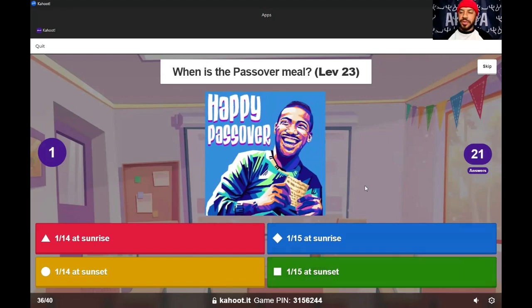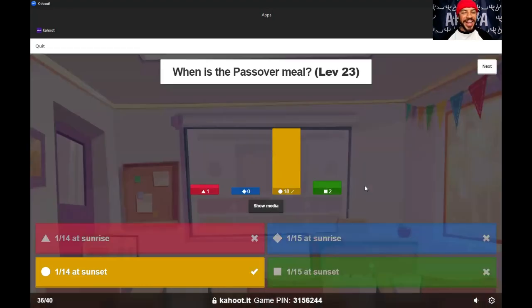3, 2, 1. Did I get anybody? Oh, I got one. I got one with it. 2, 15th day at sunset. The 14th day. Let's go to it. Let's prove it with scripture. This is on the 5th verse in Leviticus 23, in the 14th day of the first month at evening, which can be interchangeable with sunset.